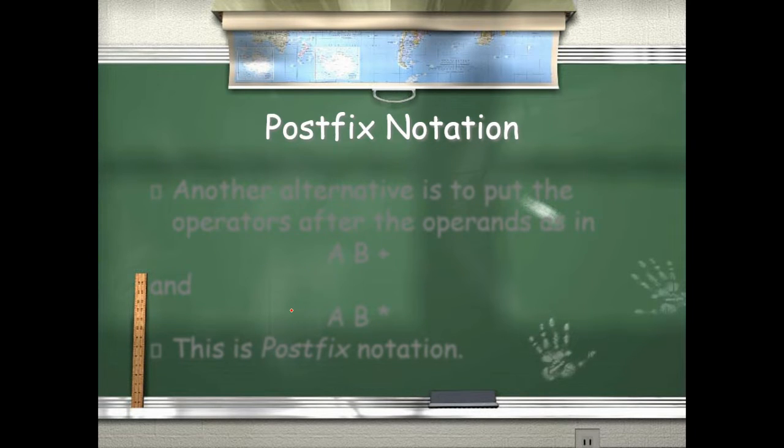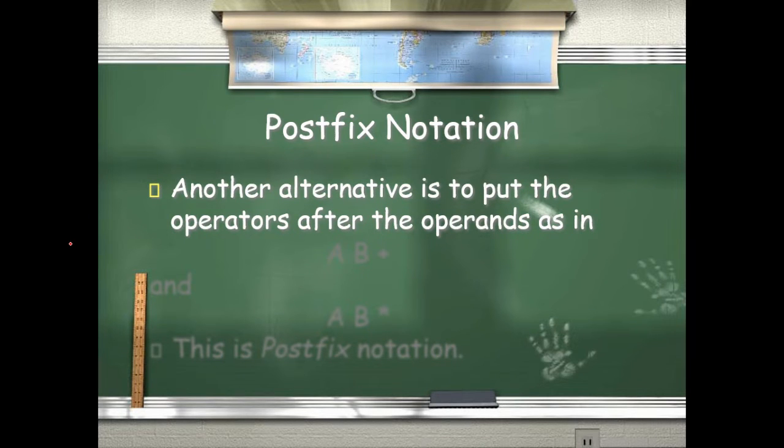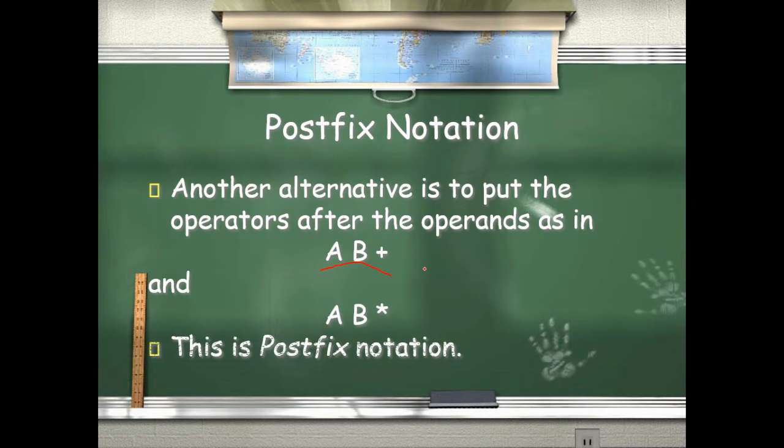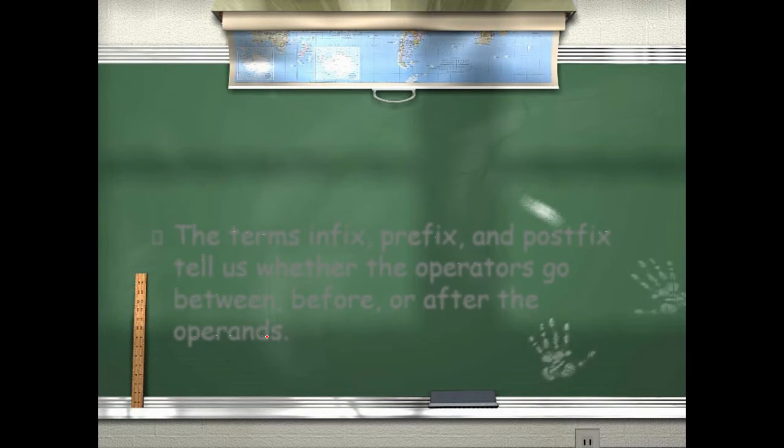Then postfix notation. In postfix notation, the operator is after the operand. You can see here A, B plus. So A is the operand, B is the operand, and plus is the operator. So the expression where the operator is after the operand is called a postfix expression. And then for A star B, you can write it as A, B star. So star is the operator, and it comes after the operands A and B like this.